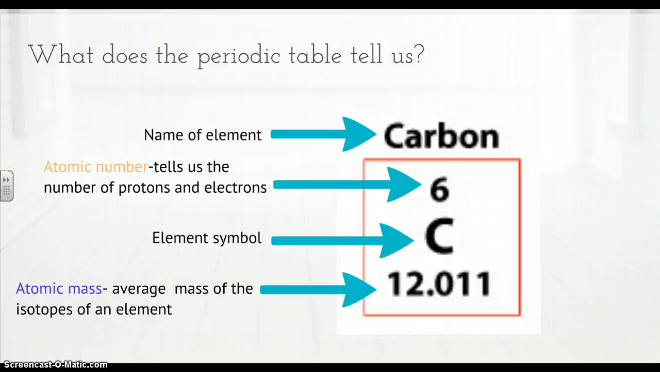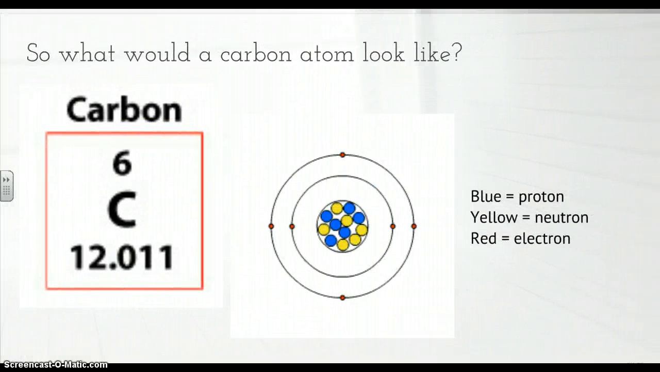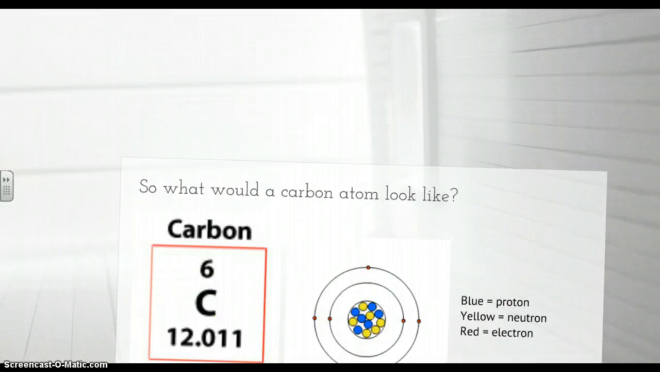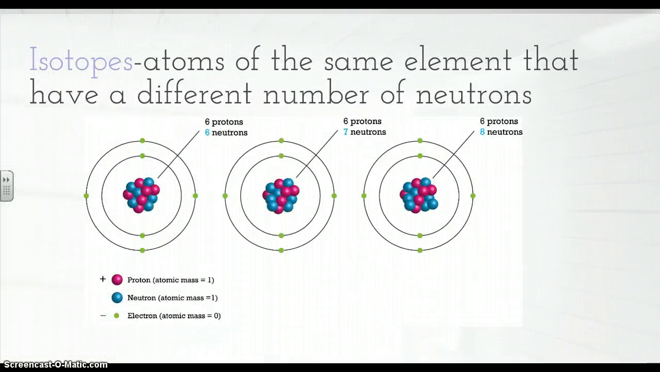That will never change. The number of neutrons is a little bit different, and that's where we get this thing called an isotope. Let me go to the isotope real quick here. Isotopes are atoms of the same element that have a different number of neutrons.